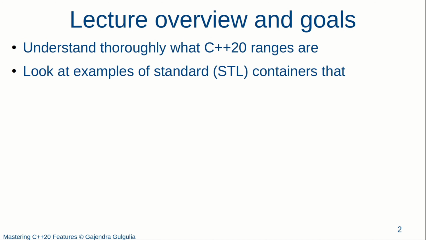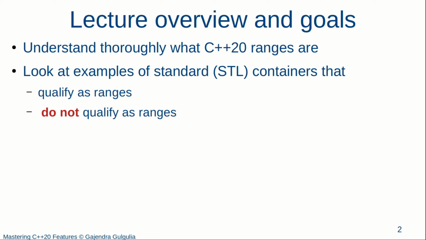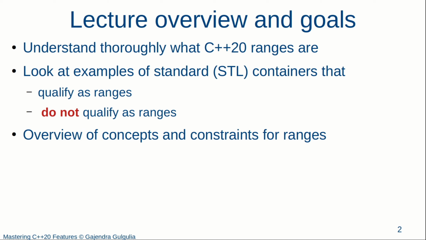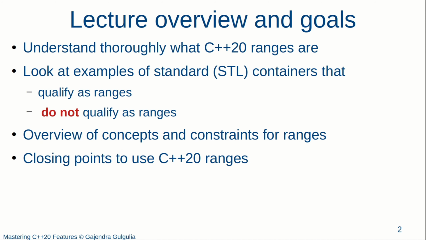We will look at examples of standard C++ containers that qualify as C++ ranges and standard C++ containers that do not qualify as C++ ranges. Then, with the help of constraints and concepts for C++20 ranges, we will see how the standard identifies compatible ranges for its algorithms. And then I will add some closing points to understand how to use the ranges library.